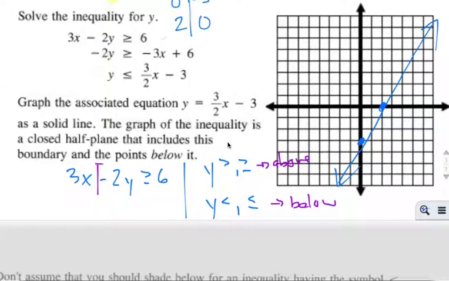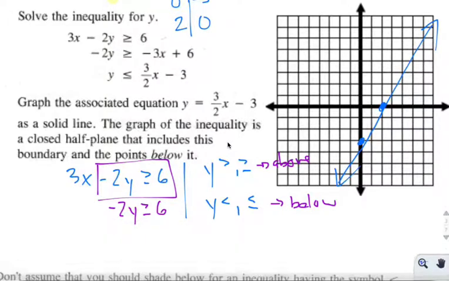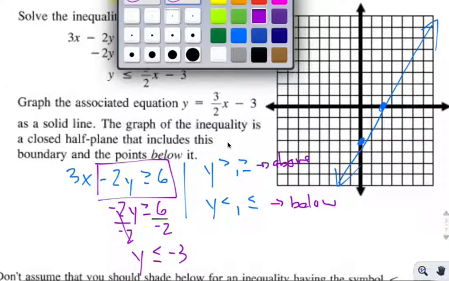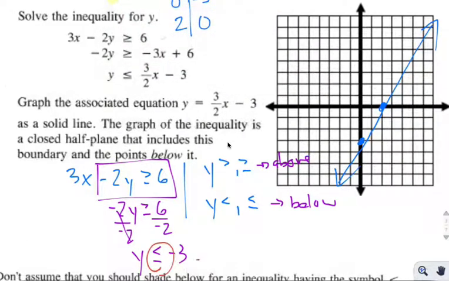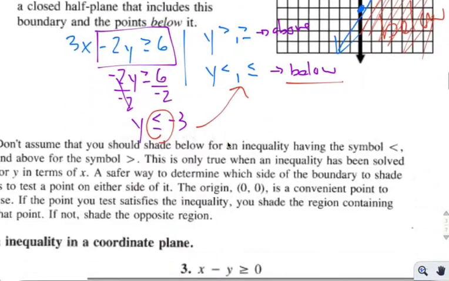So if I isolate y, I want to know what y is. -2y is greater than or equal to 6 minus 3x. Well, I don't have y isolated because I still have that -2, but when I divide by -2, what happens to my inequality? It flips. So y is less than or equal to. That means we shade below. Up here is above, this is below, so that's where we shade.